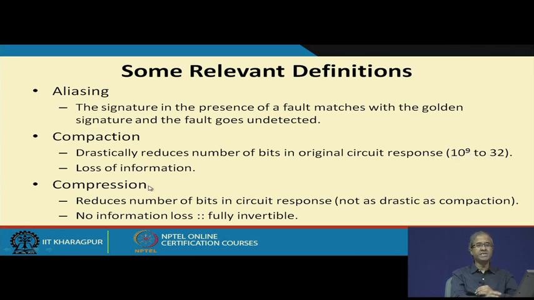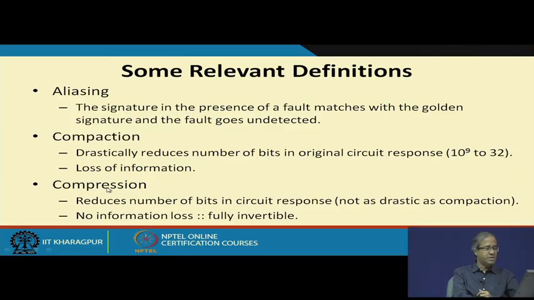But in compression, which we normally use in our computers, we do zip, we do rar to compress our files, that is a reversible process. We do compression, we can again do an uncompression to get back to our original. So, compression also reduces the number of bits, but not this drastically, and there is no information loss, we can reverse the process. There is a process of compression, there is a process of decompression or uncompression.